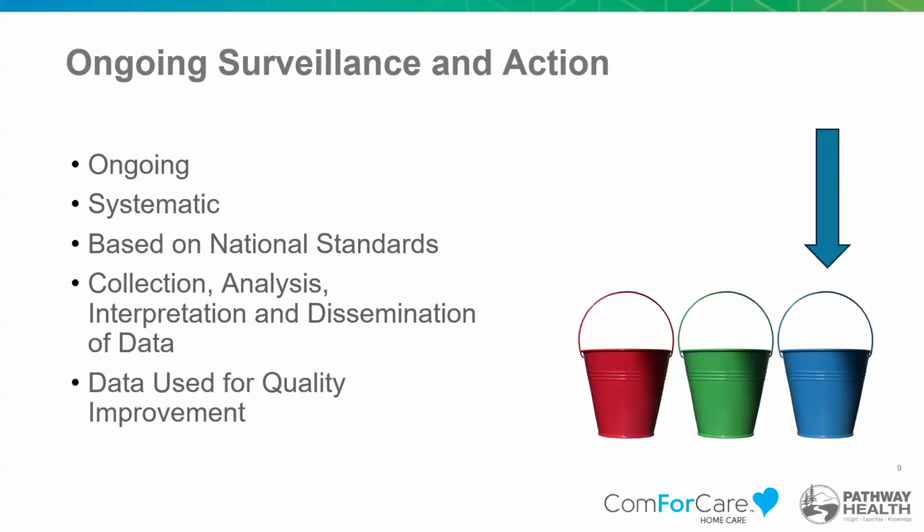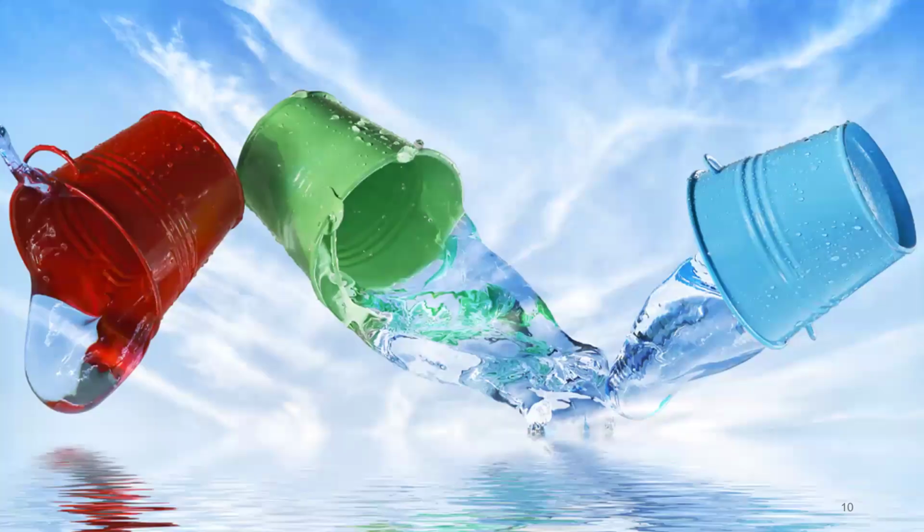So if we have either employees or if we have a patient or client that has a new infection in the home, we want to take a look at that and see if there was any way that that could have been prevented. We can use that information for quality improvement. So we take all these buckets and just throw them together, and that's how we actually take a look at putting together a system for infection prevention and control in order for the program to be effective.